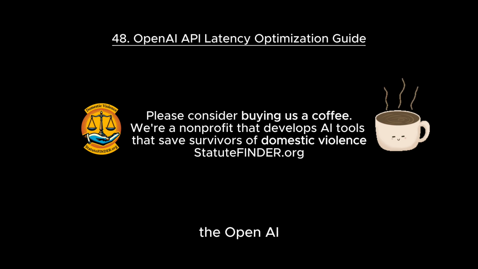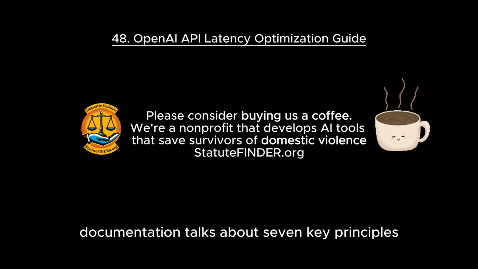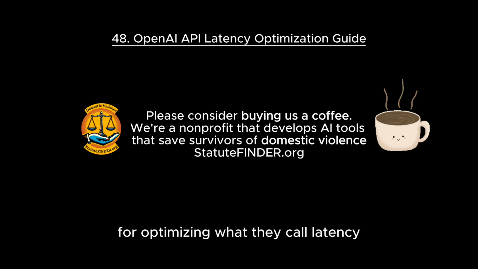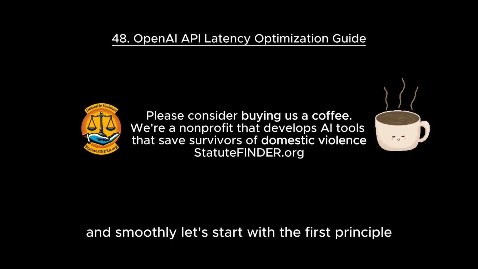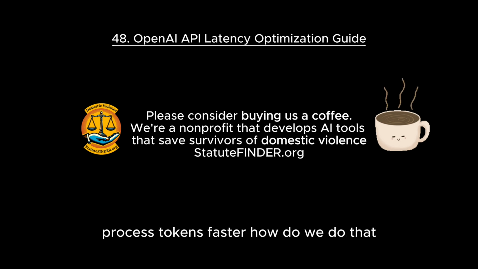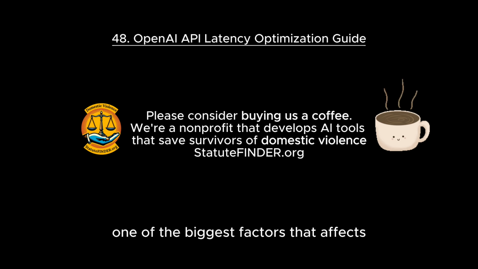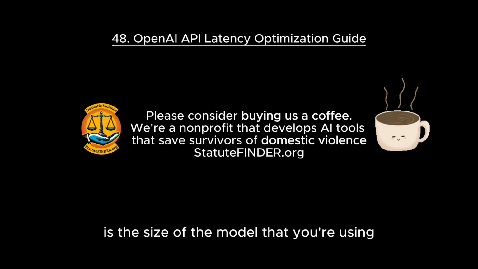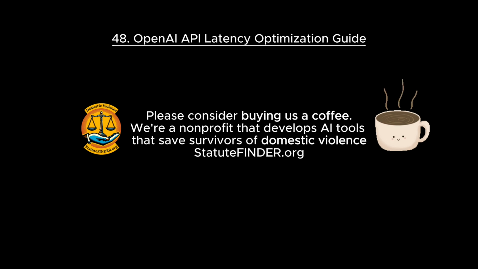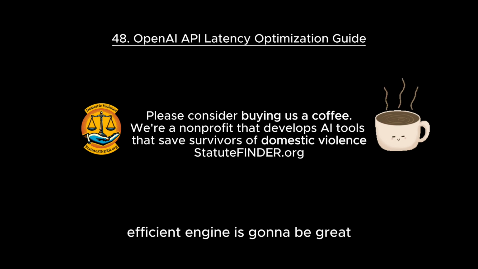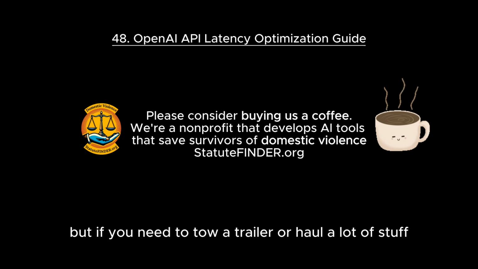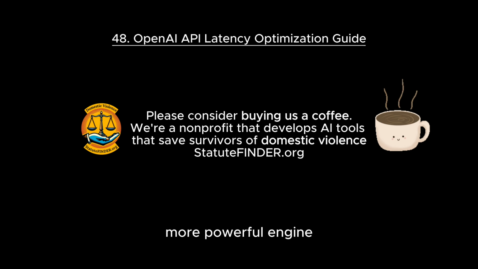Got it. Now, the OpenAI documentation talks about 7 key principles for optimizing what they call latency. These are like the golden rules for building applications that run quickly and smoothly. Let's start with the first principle. Process tokens faster. How do we do that? One of the biggest factors that affects how fast your code runs is the size of the model that you're using. Think about it like choosing the right engine for your car. A smaller, fuel-efficient engine is going to be great for just driving around town, but if you need to tow a trailer or haul a lot of stuff, you're going to want a bigger, more powerful engine.